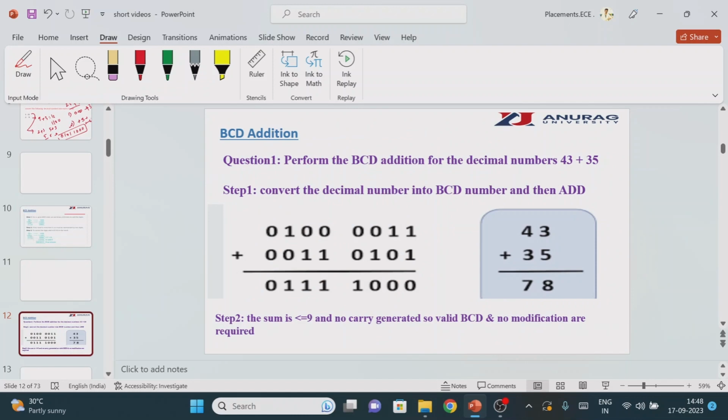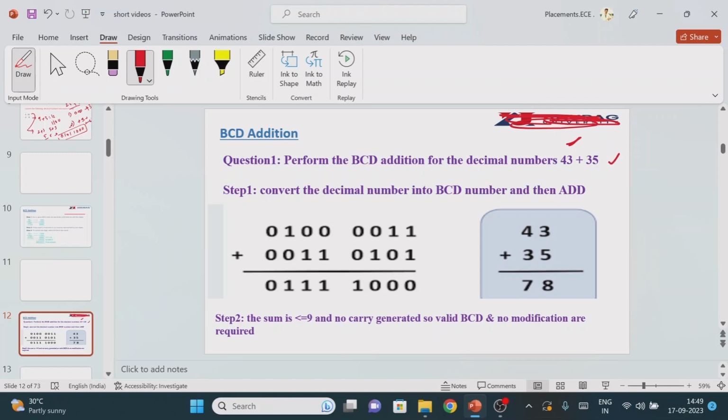The given question is that we need to perform the BCD addition for the decimal number 43 plus 25. If you observe this, the question is in terms of the decimal number, but what we have to do is find the answer in terms of the BCD number system, right?